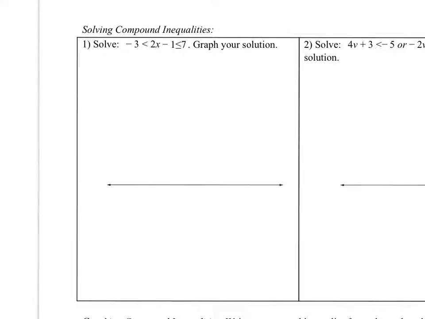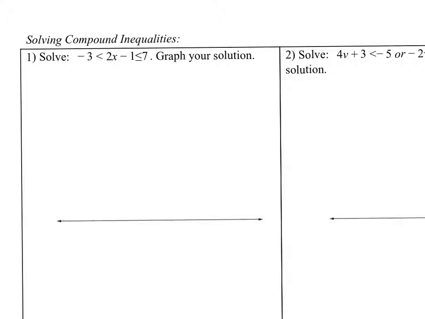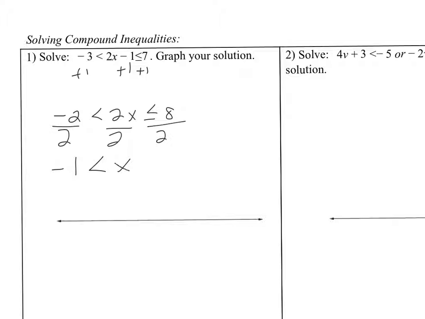Okay, solve and graph your solution. So to solve this, I'm going to add 1 to all 3 parts. So it's going to be negative 2 is less than 2x is less than or equal to 8. Then I'm going to divide all 3 parts by 2. So I don't need to switch the direction or the sense of the inequality because I'm dividing by a positive. So it's negative 1 is less than x is less than or equal to 4. So at negative 1 I do an open dot, and at 4 I do a closed dot, and I shade in between.